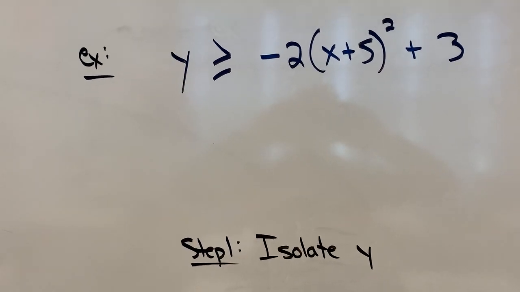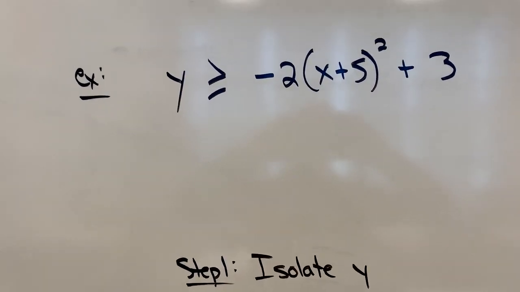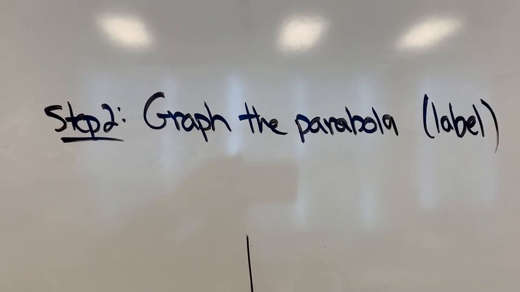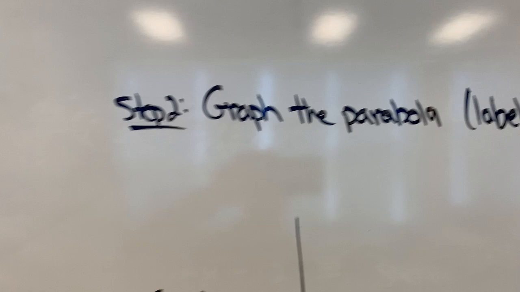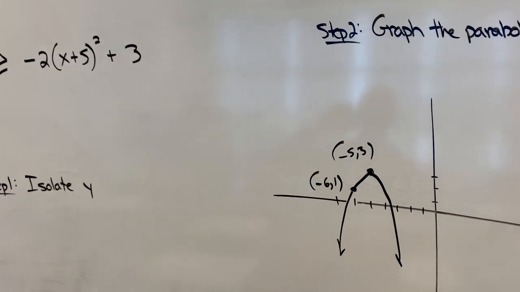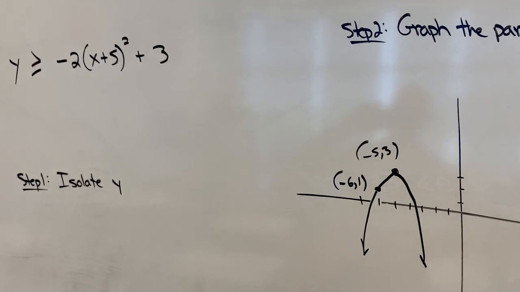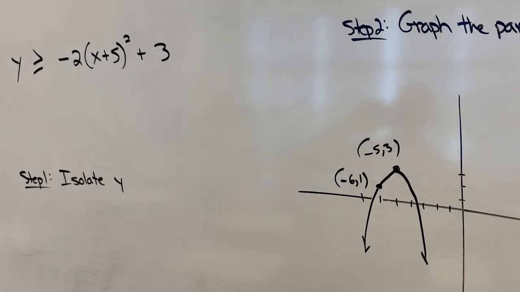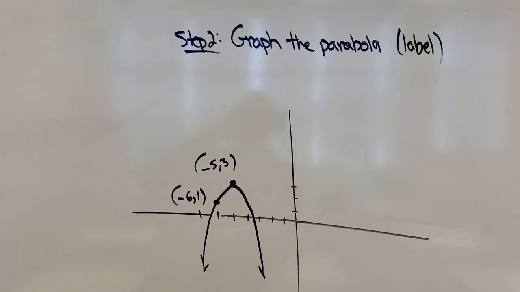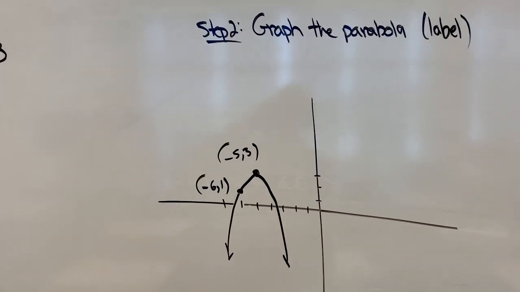The next step is graph whatever this parabola needs to look like. In this case, they were kind enough to give us a parabola that's in vertex form. So I know where the vertex is. It's at -5, 3. And I find some other point on that parabola. In this case, I just put in -6 and found, oh, okay, it's right there, -6, 1. So there's a parabola. That is not the answer to my inequality, however.